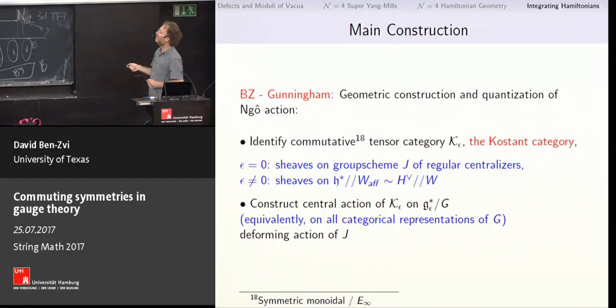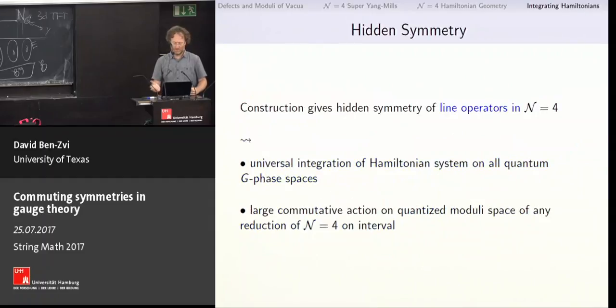Where does it act? We show that this acts on our Coulomb branch, in a central way, or equivalently, this means it acts on all of our phase spaces, all our quantum G phase spaces, all of these derived intersections. It acts on all of them in a way that deforms the action of J. So you quantize this and get integration. So what does this mean?